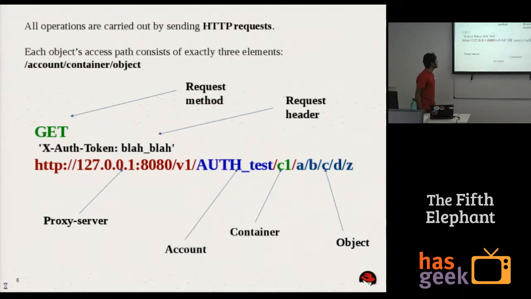So let's look into how the Swift API looks. All communication with Swift by clients is over HTTP, REST-based. You need to remember that URL structure: account/container/object. For example, if you want to fetch an object from Swift, this is how your request would look.